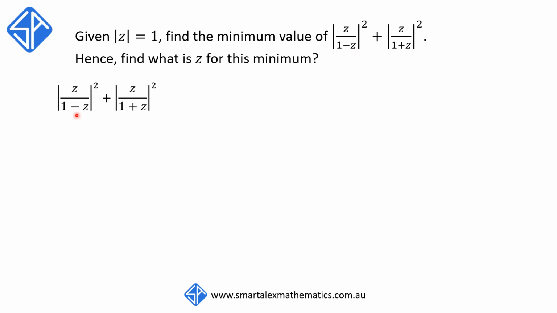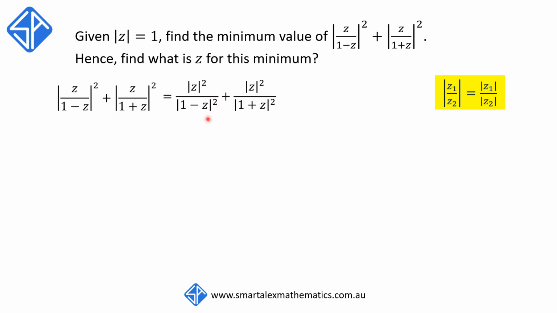We've got mod z divided by 1 minus z all squared plus mod z divided by 1 plus z all squared. We use the identity that mod z1 divided by z2 can be split up into mod z1 divided by mod z2. So we can split up these two terms to get mod z squared divided by mod 1 minus z squared plus mod z squared divided by mod 1 plus z squared. Then we use the fact that mod z is equal to 1, and replace both of these numerators with just 1. So we have 1 divided by mod 1 minus z squared plus 1 divided by mod 1 plus z squared.